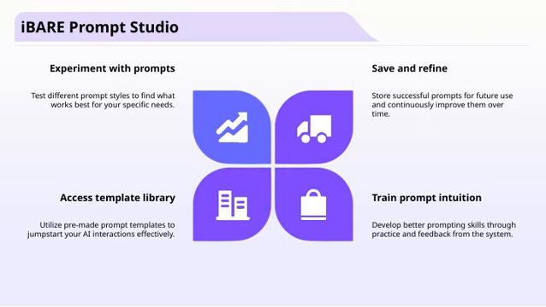Moving on, the Access Template Library provides ready-made prompt templates. These are great for jump-starting your AI interactions, especially if you're new or looking for quick ideas. They save time and help you get productive faster. Finally, developing better prompting skills is crucial. The Train Prompt Intuition encourages practice and learning from feedback within the system. Over time, this helps you become more adept at crafting prompts that yield the best results. All these features tie together to support your goal of mastering AI interactions, making your prompts more effective, efficient, and tailored to your unique needs.